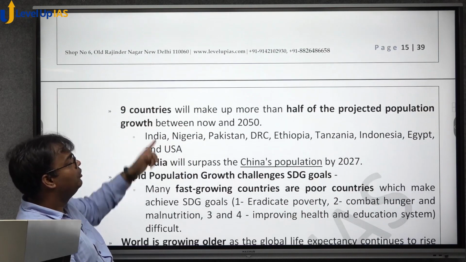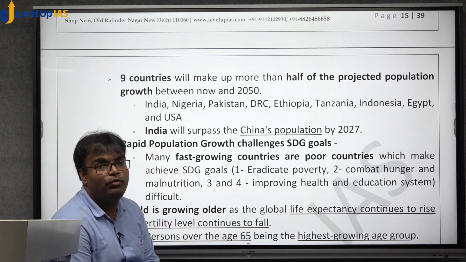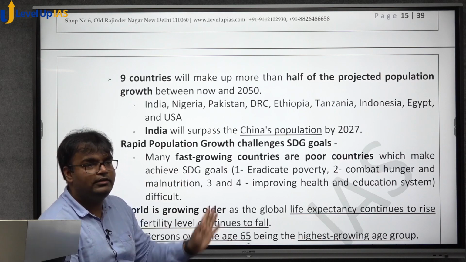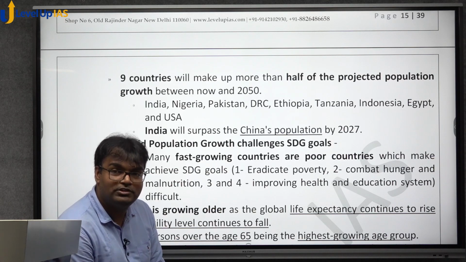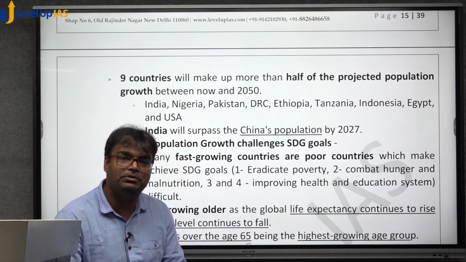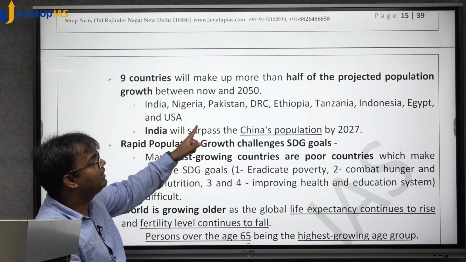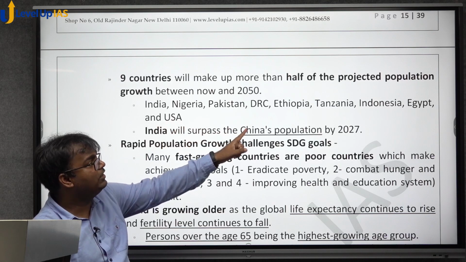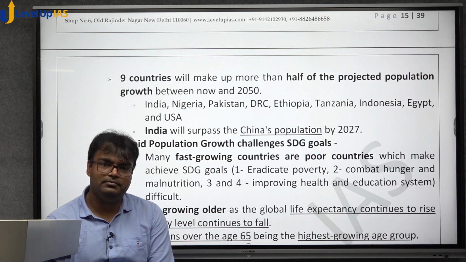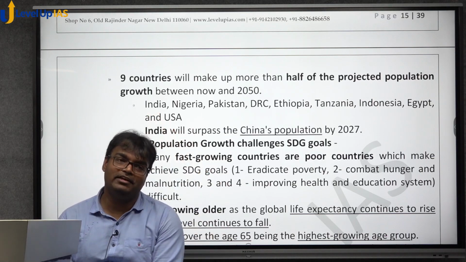9 countries will make half of the projected population growth between now and 2050. Between today and 2050, 9 countries will contribute to more than 50% of all the growth that would happen. जितने लोग add होंगे उसमें से 50% would be added by these 9 countries, where India, Nigeria, Pakistan, Democratic Republic of Congo, Ethiopia, Tanzania, Indonesia, Egypt, and USA are there. But highest contribution is estimated to be from India.